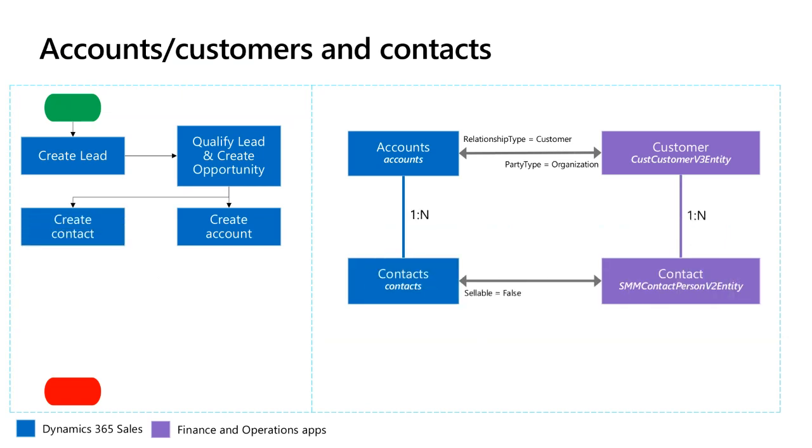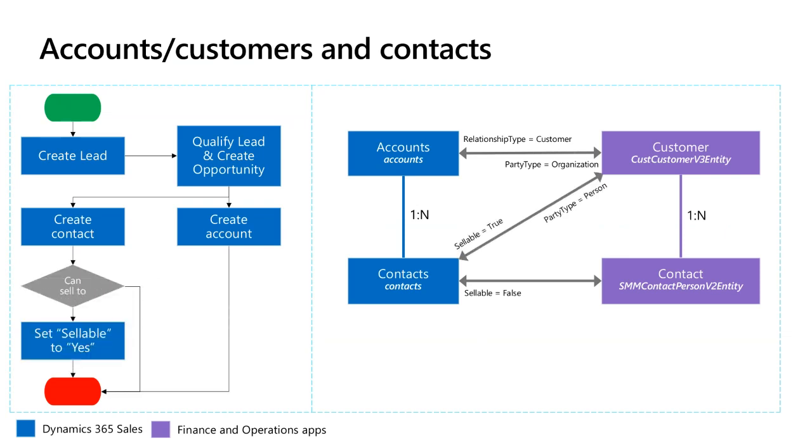And again, when we start creating contacts, where those contacts are related to those accounts and not sellable, that data is going to flow as well. And again, we see this scenario where the customer in finance and operations is a person, so that synchronizes to a contact in sales.